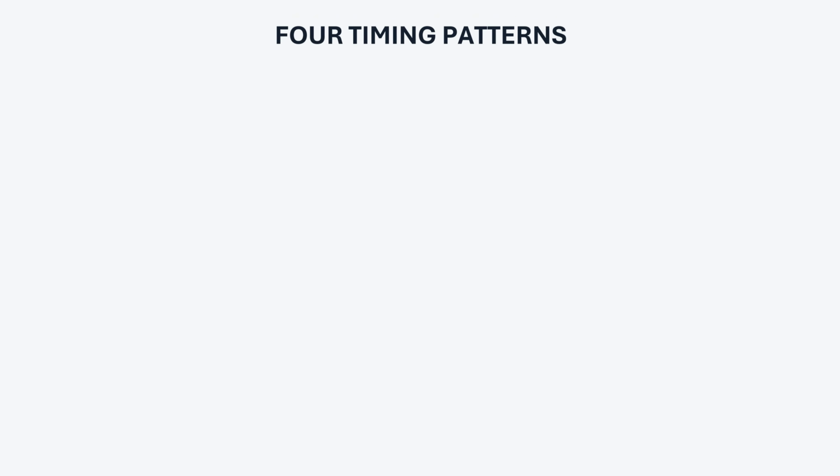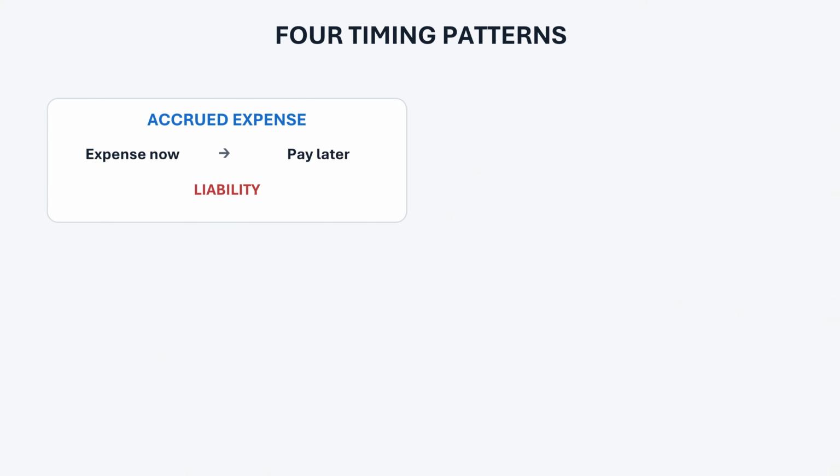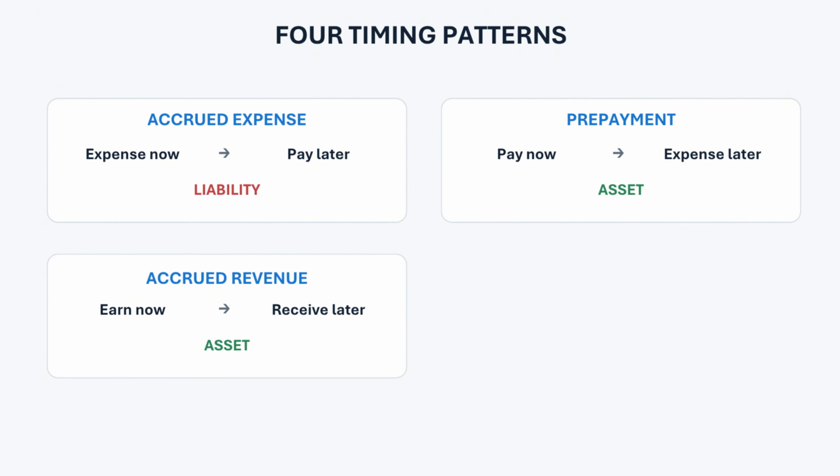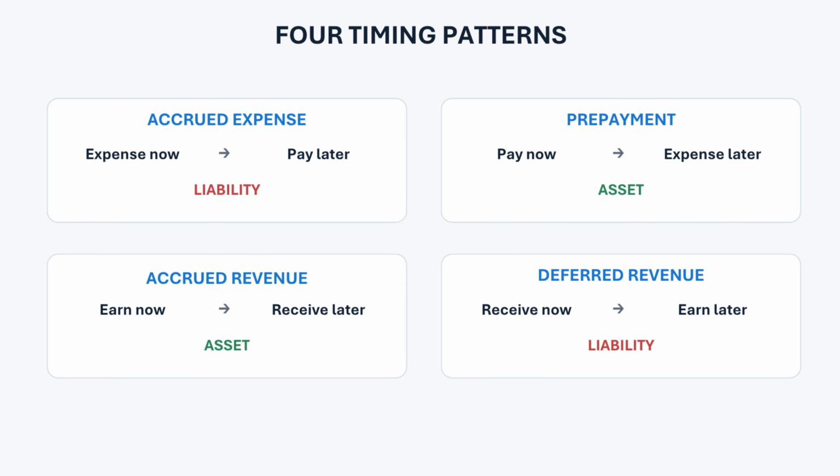There are 4 timing patterns worth remembering. Accrued expense: expense now, pay later, usually a liability. Prepayment: pay now, expense later, an asset. Accrued revenue: earn the revenue now, receive the cash later, an asset. And finally, deferred revenue: receive the cash now, earn the revenue later, a liability.